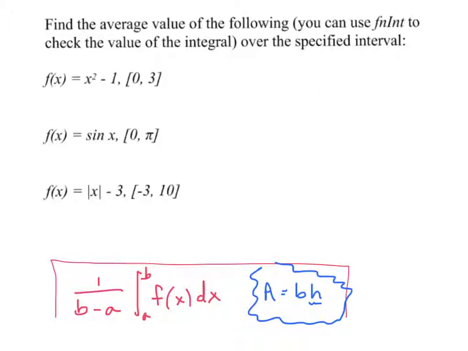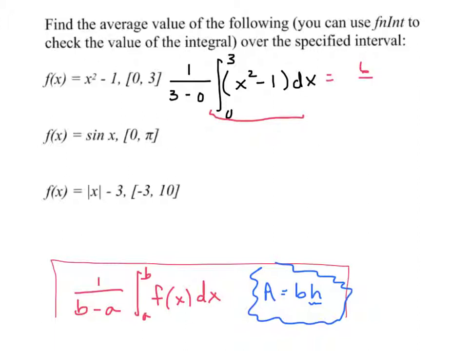So for this very first one, we'd have 1 over 3 minus 0 multiplied by the integral from 0 to 3 of x squared minus 1 dx. You could evaluate that with fnInt. We could actually do it now with the antiderivative. The area comes out to be 6, so it would be 6 divided by 3, which would be 2.